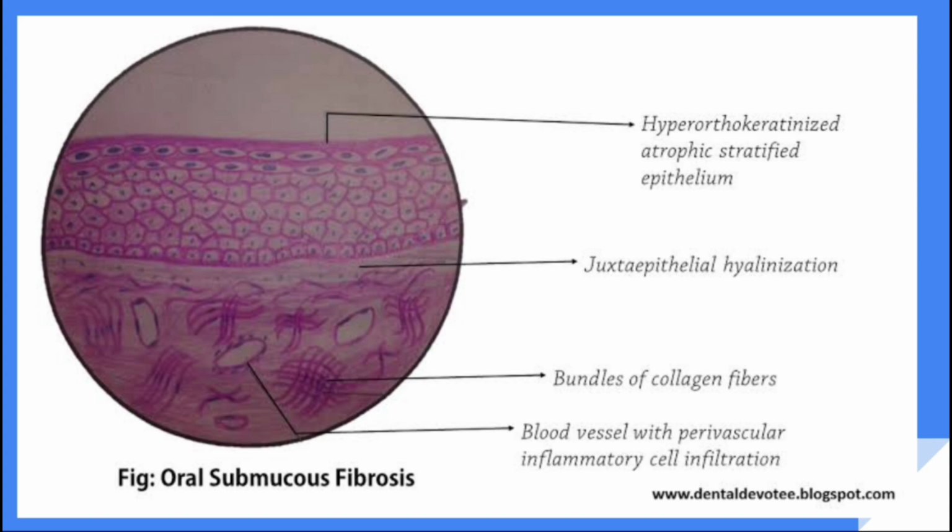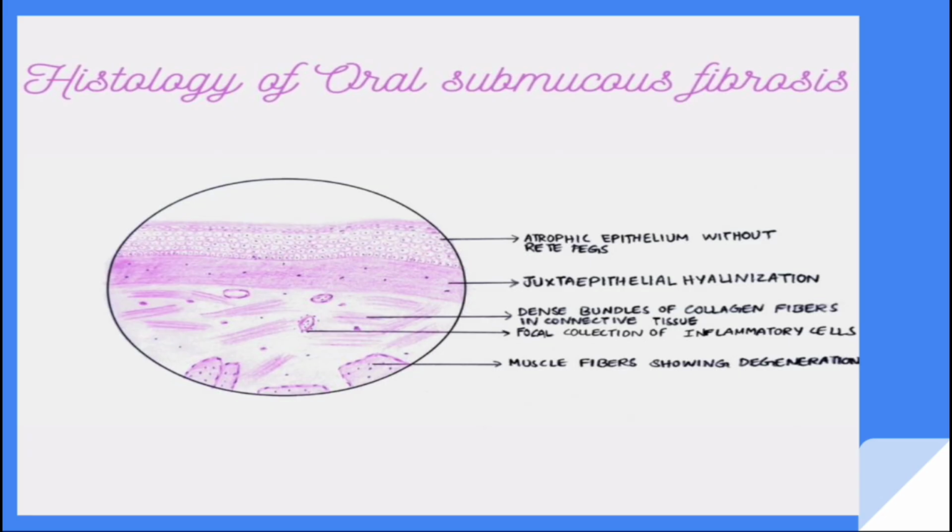You can see hyporthokeratinized atrophic stratified epithelium, then juxtaepithelial hyalinization, you can see the bands of collagen fibers, you can see blood vessels with perivascular inflammatory cell infiltrations, you can see. Next, this is also the same diagram, you can draw the same.